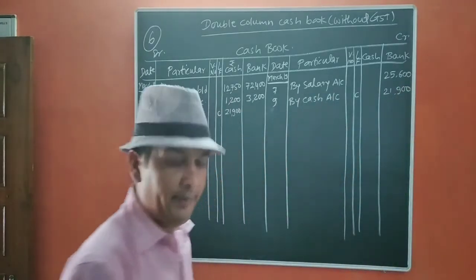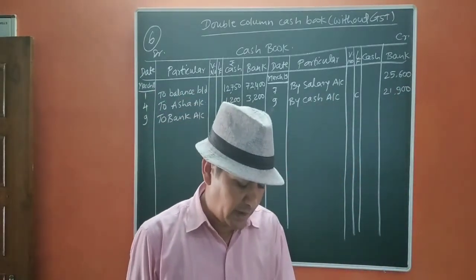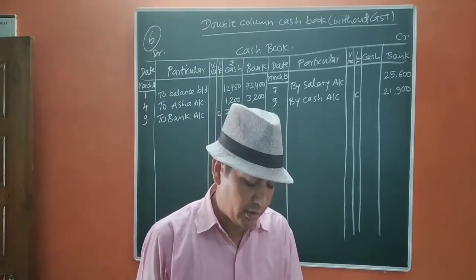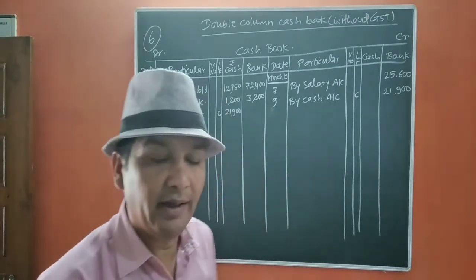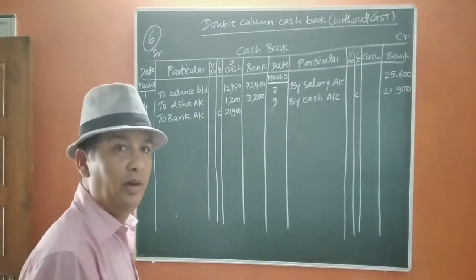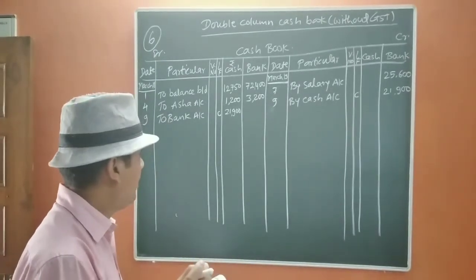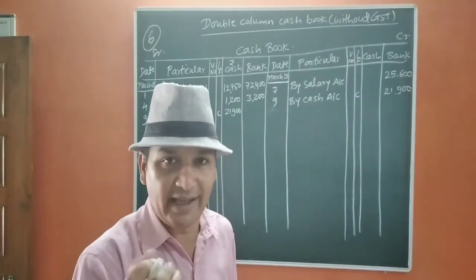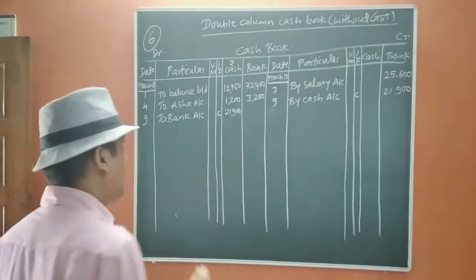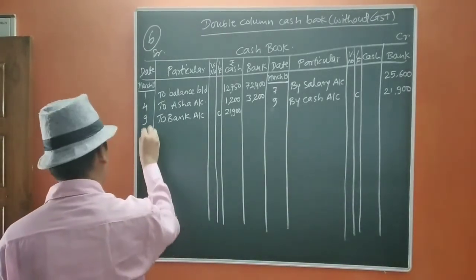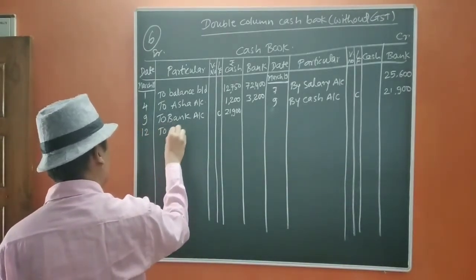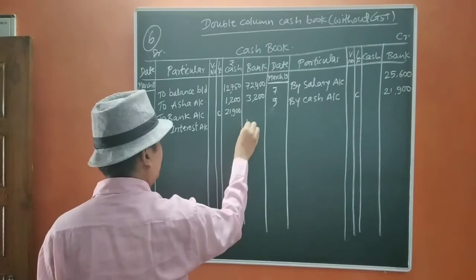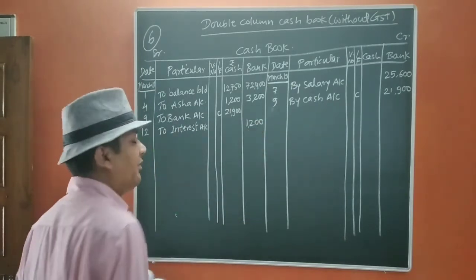21,900. Okay, next is March 12, interest paid by bank on bank balance 1200. Interest bank is paying to us, so it is our receipt, and that receipt we are not going to receive in cash. It will be added in the bank account. Okay, so 12 to interest account 1200, the amount will be deposited in our bank.